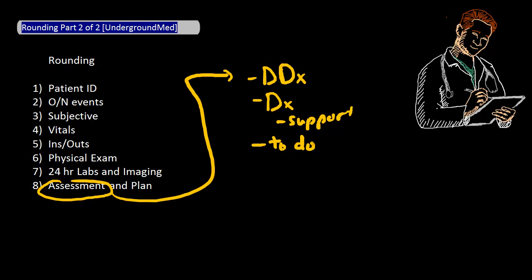In this case, the point of the assessment will be to say if the patient is getting better or worse on the current treatment plan. If there are new symptoms or development, this is the place to talk about what you think the cause of that is, what evidence there is to support it, and what you want to do about it.